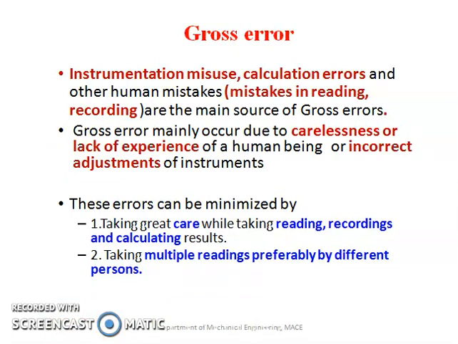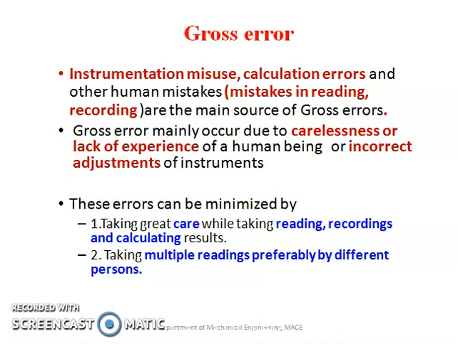It is also known as human error because it is mainly occurring because of the instrumentation misuse and calculation error and other human mistakes like mistake in reading and recording, etc. It usually occurs because of the carelessness or lack of experience of the human being conducting the measurement, or due to incorrect adjustment of the instrument. So we have to avoid this error.